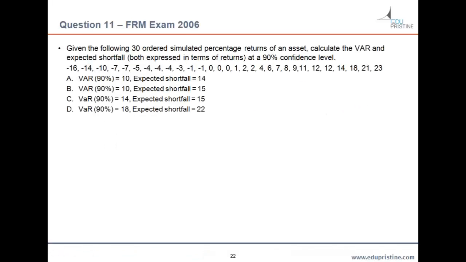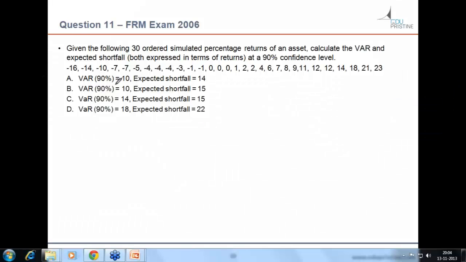Okay, so we have, I'll just show you. We estimated the VAR to be minus 10%. This is the third worst observation. Now the expected shortfall is the values that fall below the VAR. These are the two values that fall below the VAR. So we take the average of this. Since it's the expected shortfall, that's the average shortfall. Okay, let's move ahead quickly.